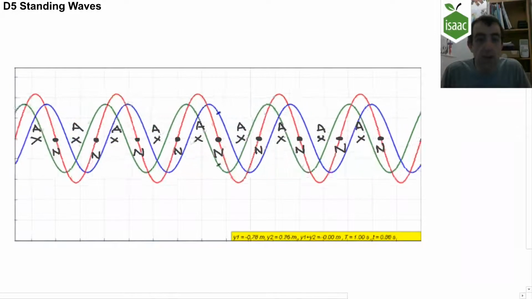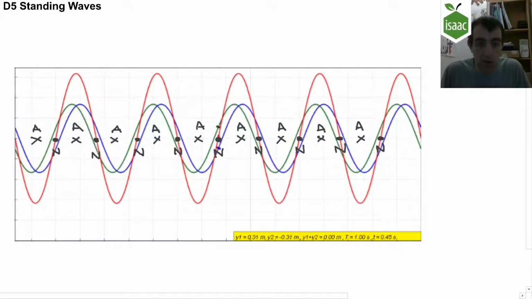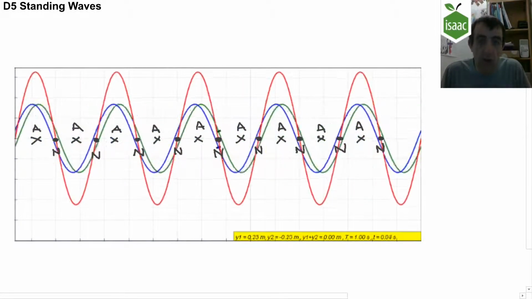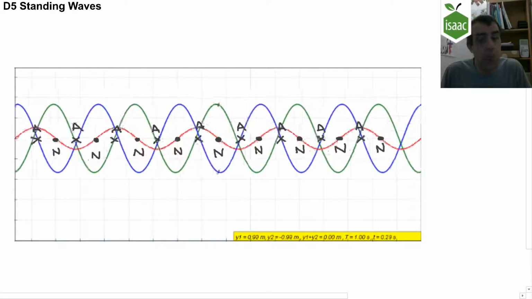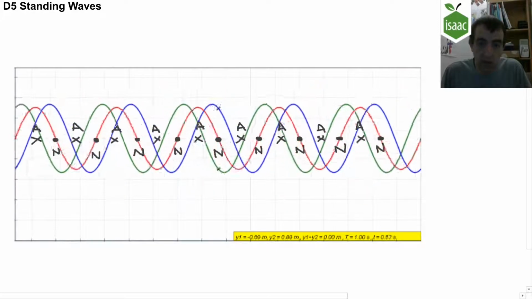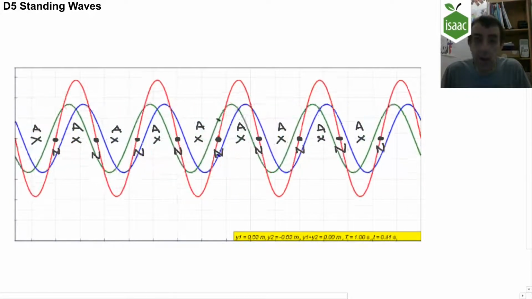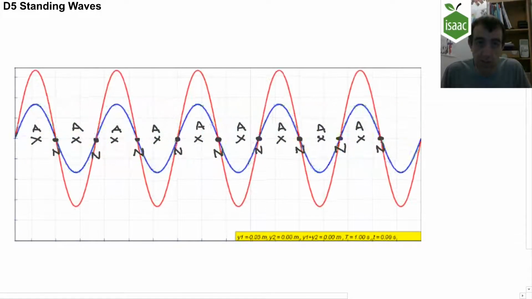In fact, as long as there is an even number of nodes between 2 points on a stationary wave, you will have a 0-degree phase difference. And as long as there is an odd number of nodes between 2 points on a stationary wave, then there will be a 180-degree phase difference between them.